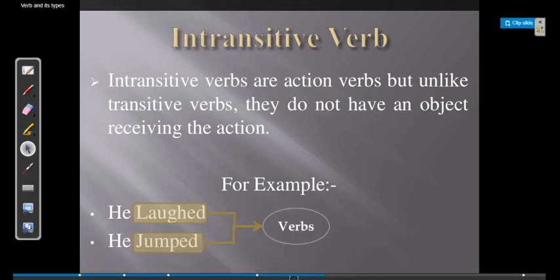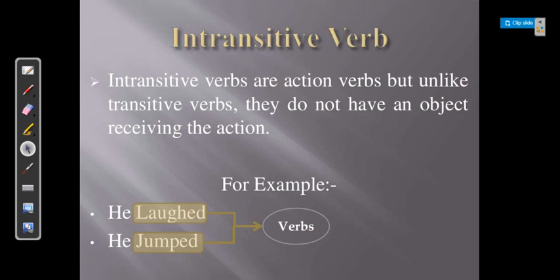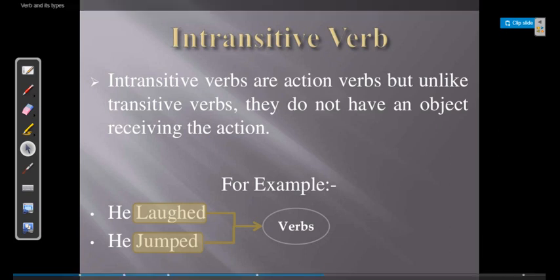Intransitive verbs are action verbs, but unlike transitive verbs, they do not have an object. For example, he laughed, he jumped. Laughed and jumped are verbs, but there is no object.